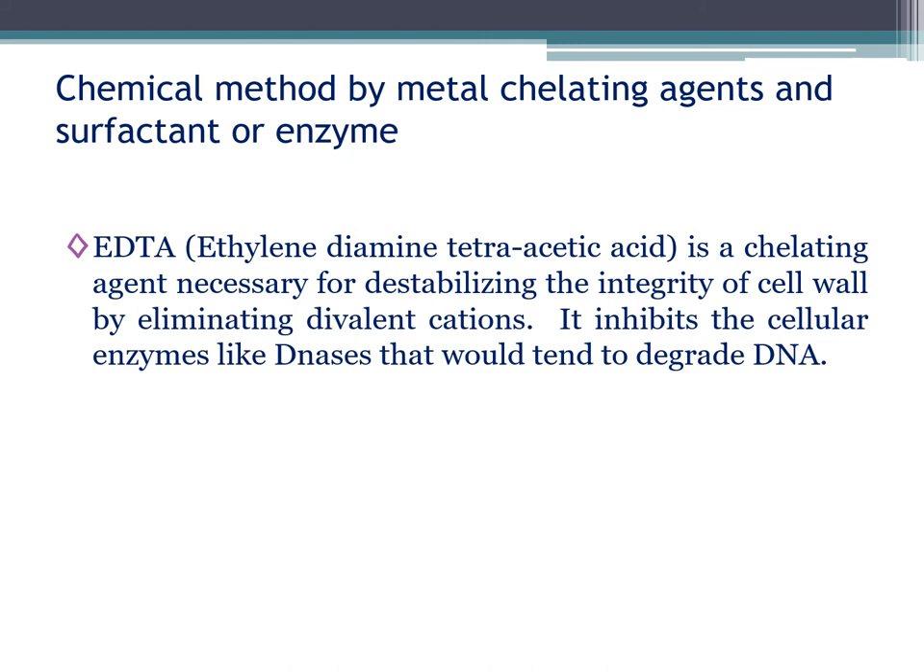Now let's discuss chemical methods of cell disruption. Chemical method uses various chemicals such as metal chelating agents and surfactants or enzymes for cell disruption. Cell disruption by metal chelating agents: EDTA, ethylenediaminetetraacetic acid, is a chelating agent necessary for destabilizing the integrity of cell wall by eliminating divalent cations. It inhibits the cellular enzymes like DNases that would tend to degrade DNA. So, this was EDTA, a metal chelating agent, used for cell disruption.